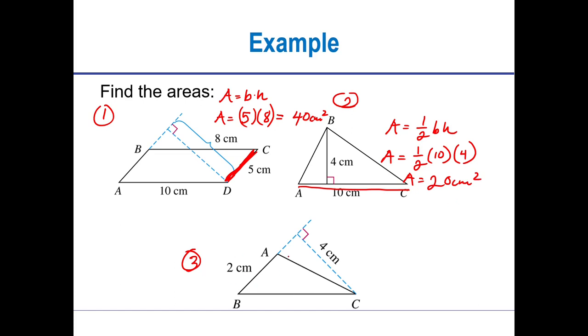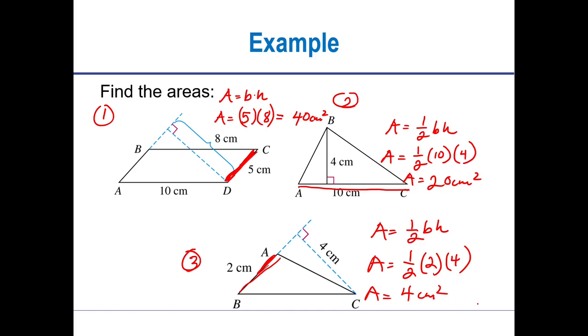For figure 3, this is a triangle again. The base is 2 centimeters and the height is 4 centimeters. Again, the area of a triangle is 1/2 base times height. So the area is 1/2 times 2 times 4. And this is going to give us an area of 4 square centimeters.